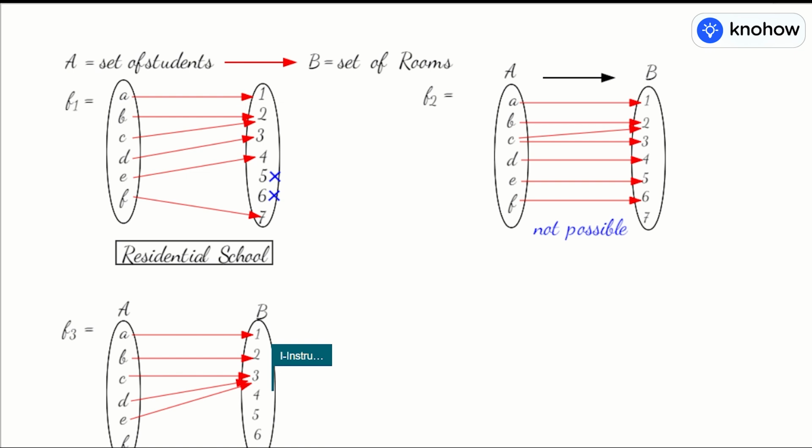What do you say about this allotment? What about this F? Where will he go? Will he go back home, or stay outside overnight? What is the problem? The problem is that student F has not been allotted any room whatsoever. In a residential school situation, this is not possible.